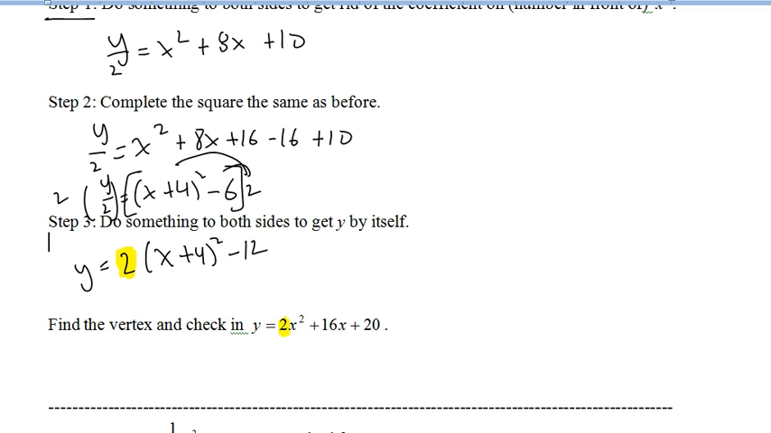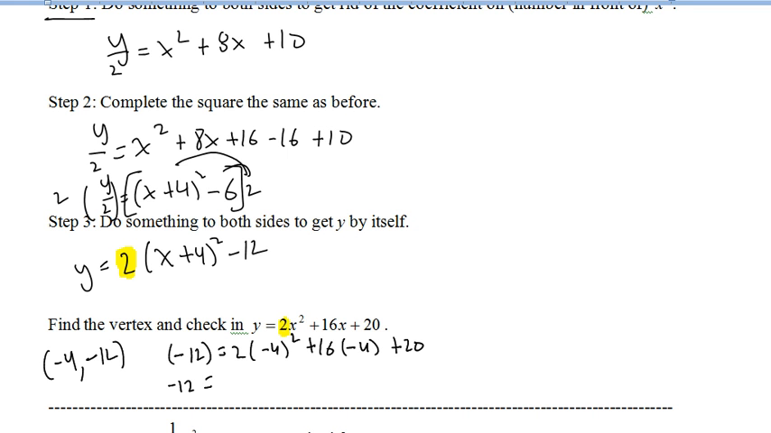The second thing you want to do is grab the vertex and check. So in this case, to get 0 squared, x is going to have to equal negative 4, and that'll leave us with y equals negative 12. And the vertex also checks out. So chances are we did things right.